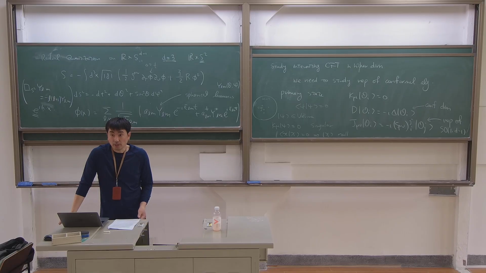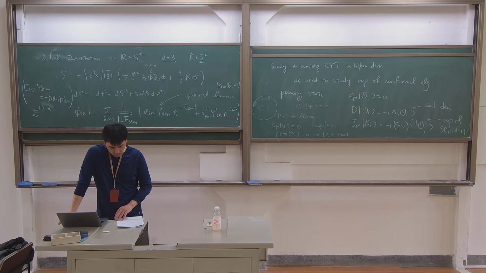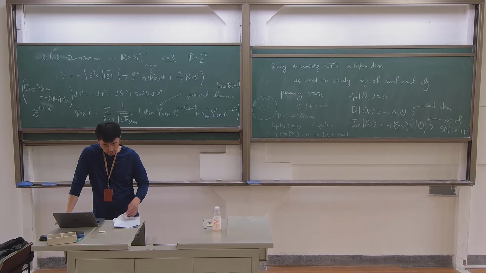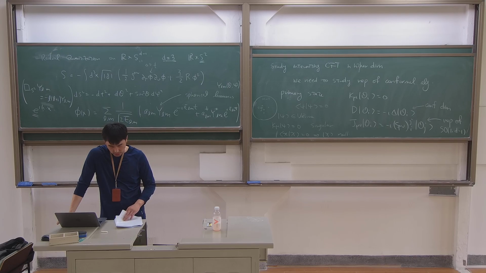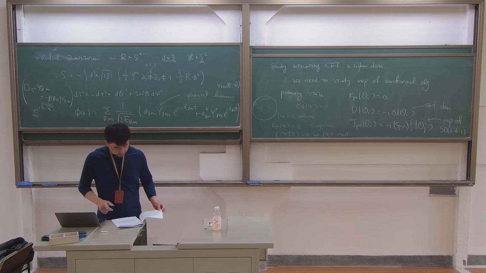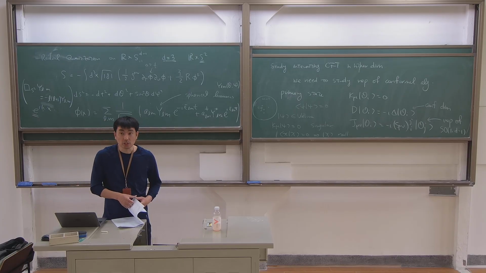I don't think I have time, but next time I will explain how to construct the singular vector in this Verma module, and then talk a little bit about the unitarity bound. So that's the plan for the next lecture. Are there any questions?